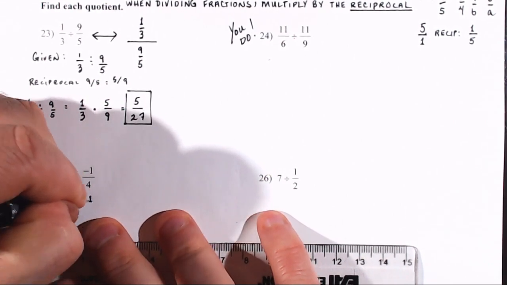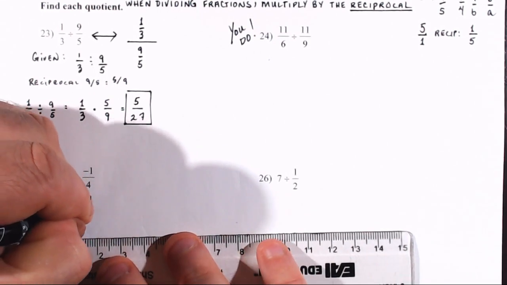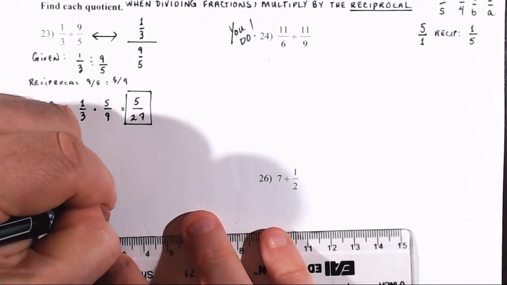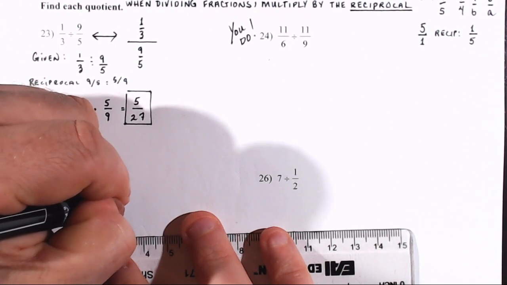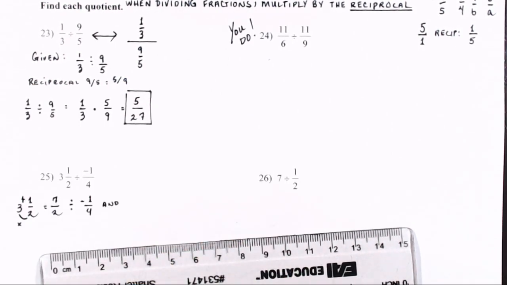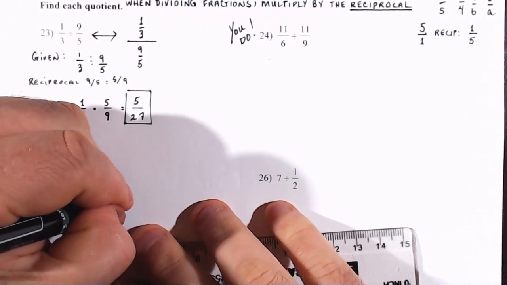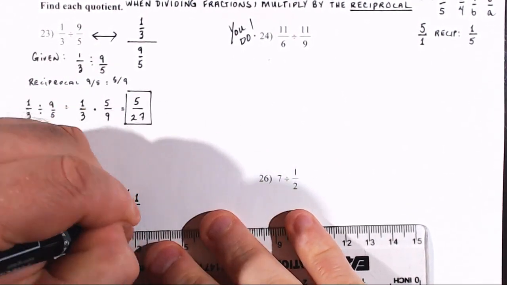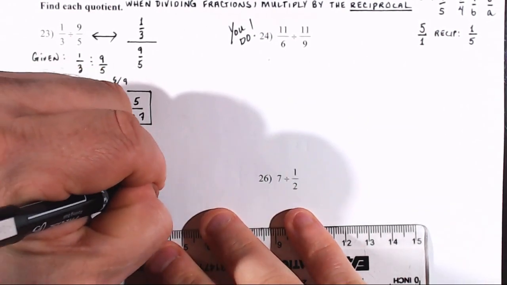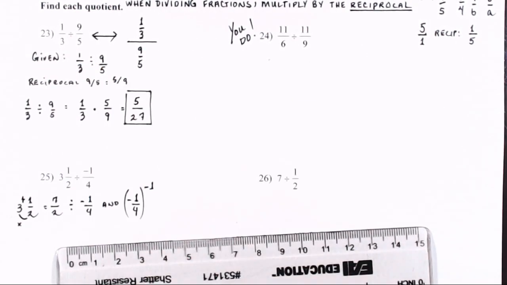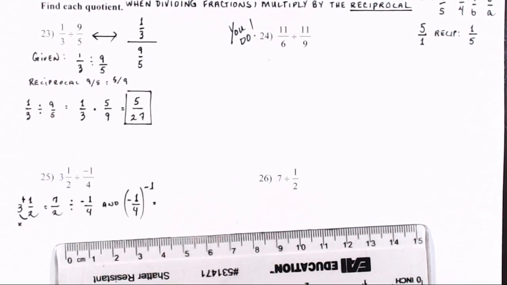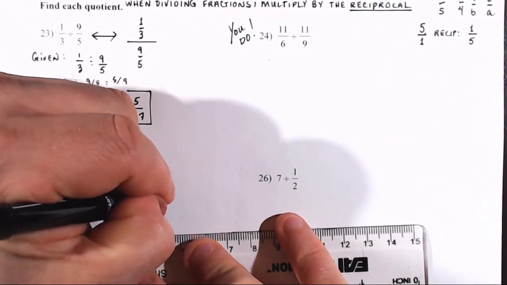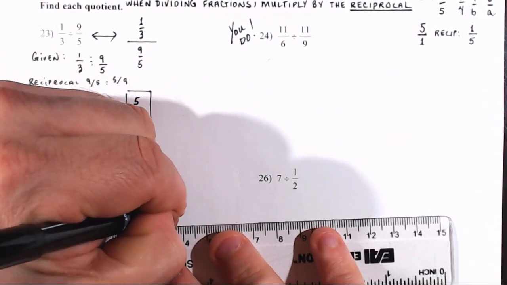by -1 over 4. And we know the reciprocal, and I'm going to show you a little bit of notation here. If I wanted to take the reciprocal of -1 over 4, I could put it in parentheses and put this little exponent -1. It's telling me to take the reciprocal of -1 over 4. And what that is equal to, just flip the fraction, is -4 over 1.